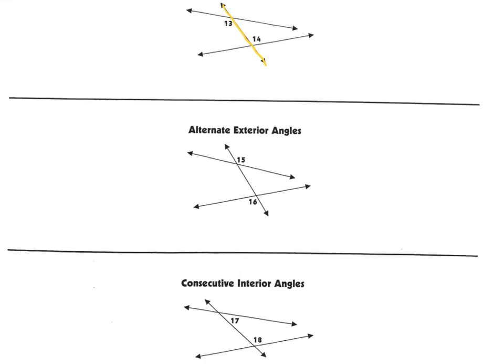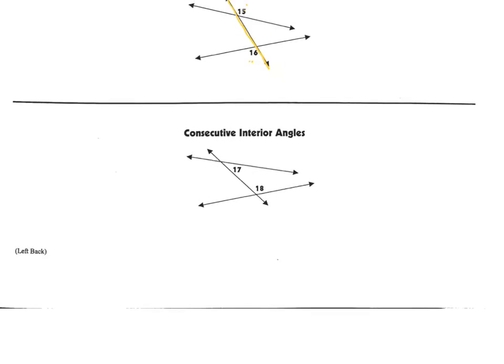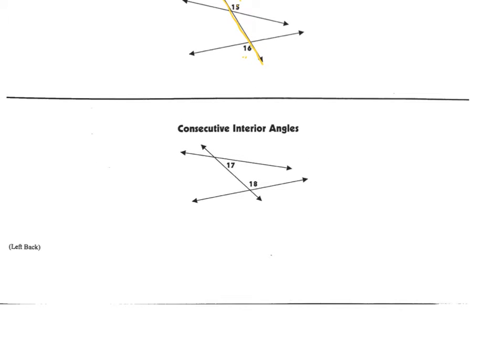The next one is alternate exterior angles. Here's our transversal. Alternating, they're on alternate sides of the transversal. They're on the exterior of the 2 lines. Next one is consecutive interior angles. And so they are interior, on the inside of the 2 lines, and consecutive.